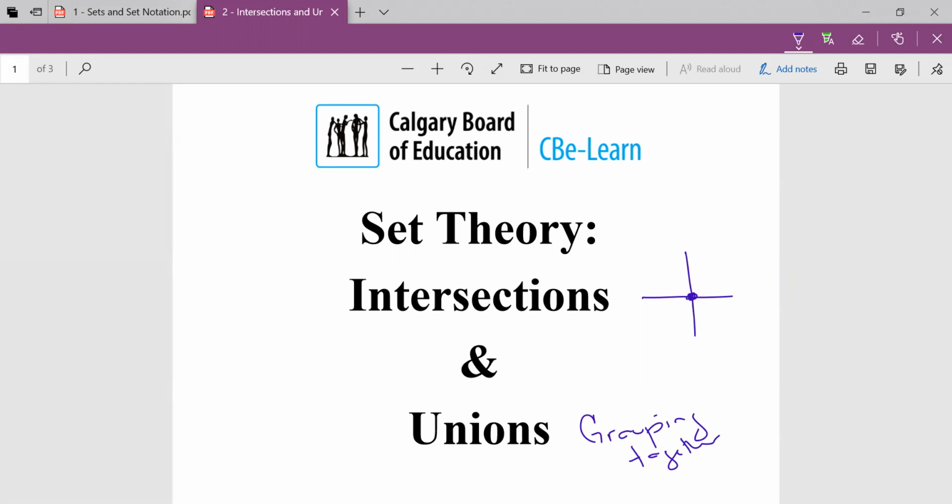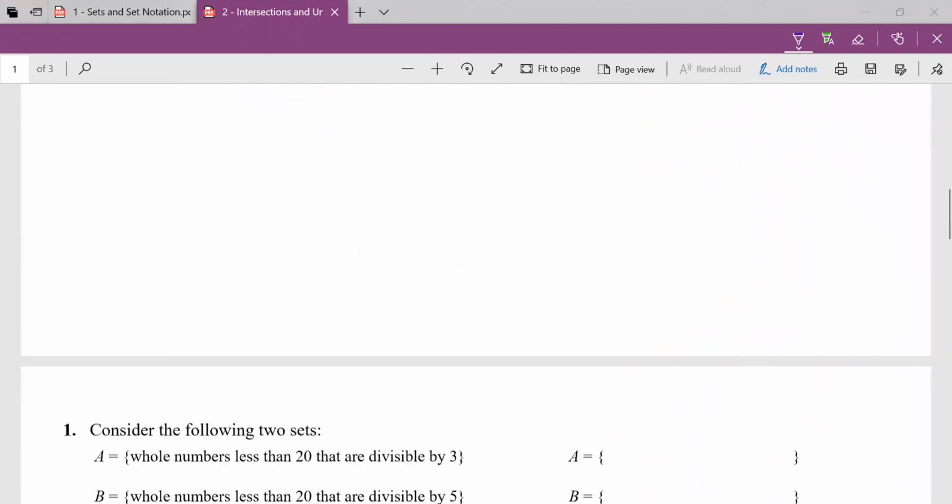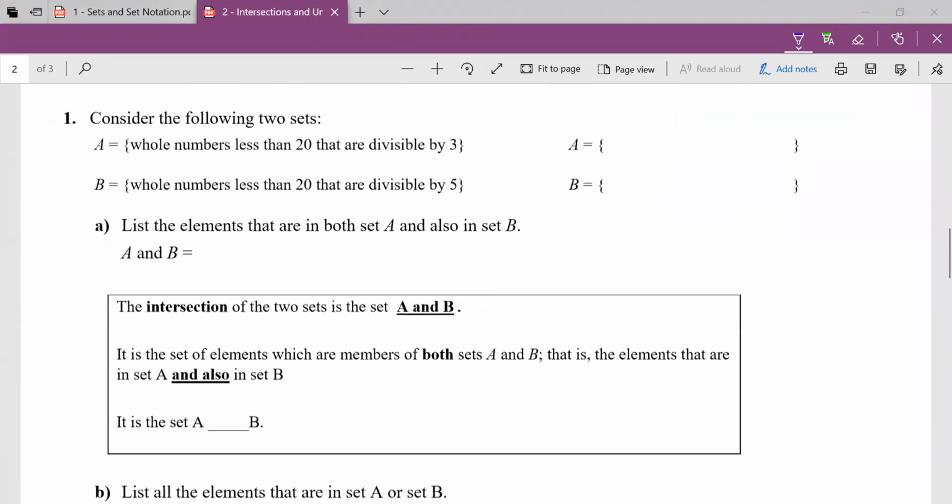Well, what does that tell us when we're in this fancy unit called set theory? Well, let's go take a peek. Consider the following two sets. Set A: whole numbers, and I need you to know whole numbers start with 0, my friends, less than 20 that are divisible by 3: 0, 3, 6, 9, 12, 15, 18. And make sure you get that 0 there because 0 divided by 3 is 0.